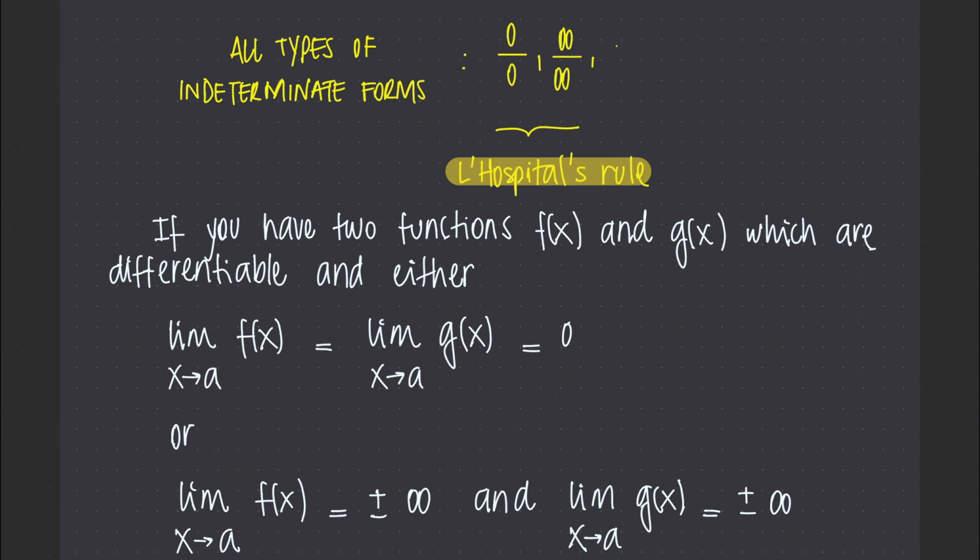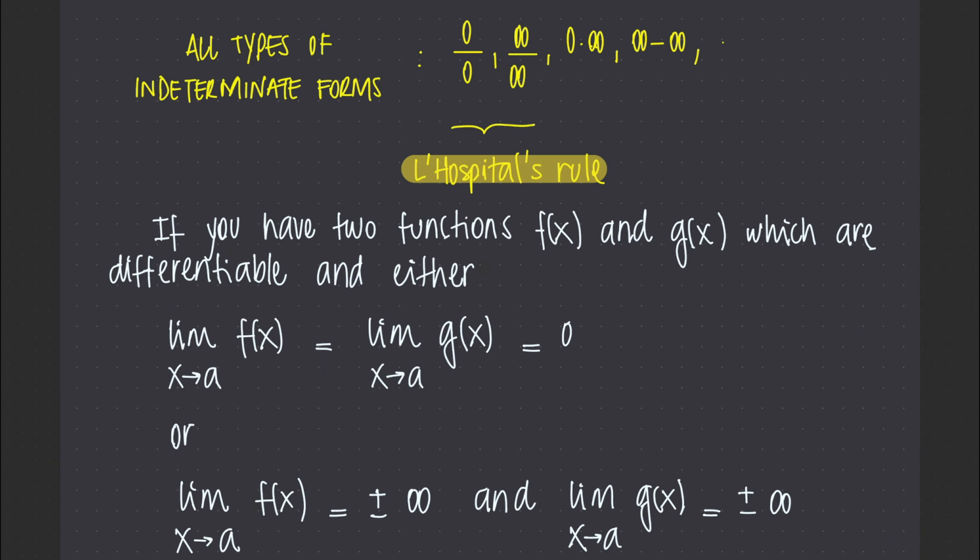And something else that's worth mentioning is that there are not only two types of indeterminate forms. However, these are the types in which we can use L'Hopital's rule. There are actually seven. The other five are 0 times infinity, infinity minus infinity, and the last three are 0 to the power of 0, infinity to the power of 0, and 1 to the power of infinity. However, for these last five, we cannot use L'Hopital's rule directly. We gotta do some sort of manipulation.